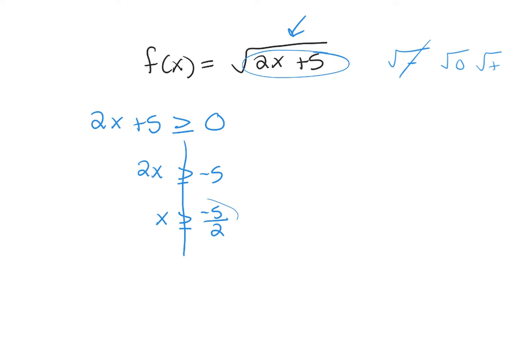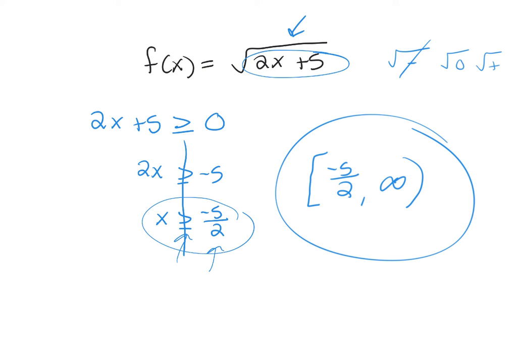So I'm going to turn this inequality into interval notation. So all x values greater than or equal to negative 5 halves. The smallest number is negative 5 halves, including it, so I've got my bracket, and I'm going to go all the way up to positive infinity. So there is the domain. That is when this is continuous.